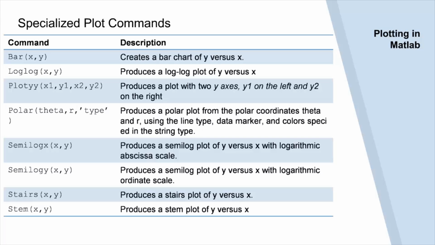Then we have a polar plot that takes in theta, r and the type, and produces a polar plot with the polar coordinates theta and r. And the type, we use it for data marker and colors, and specify whatever there is in the string type. Then we have semilogx. It produces a semi-log plot of y versus x with a logarithmic x-axis. Then we have semilogy that does the same thing, plots x and y with a logarithmic y-axis. Then we have stairs of x and y that produces a stair plot of y versus x. Then we have stem of x, y that produces a stem plot of y versus x.